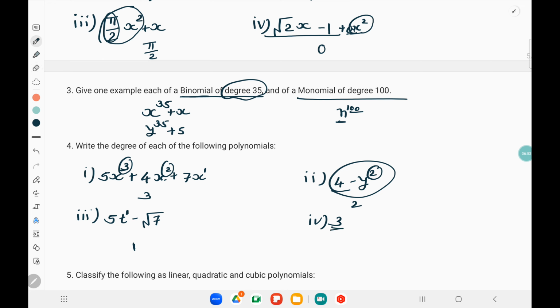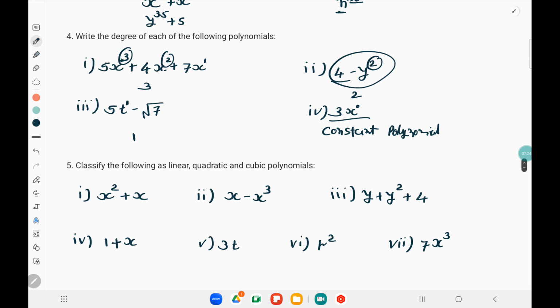And here there is no variable, so I can use a variable with the power 0, and that we call the constant polynomial. Okay, so when there is only a number, if we wish, we can add any variable with the 0 power, and that is called the constant polynomial. Let's move to question number 5.